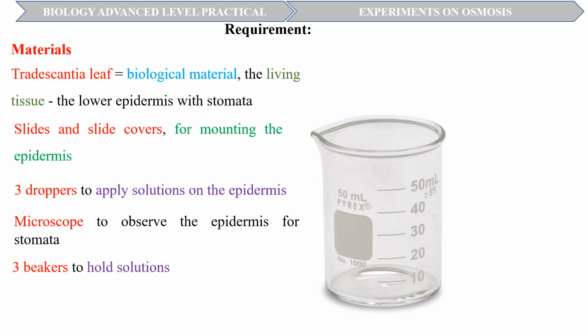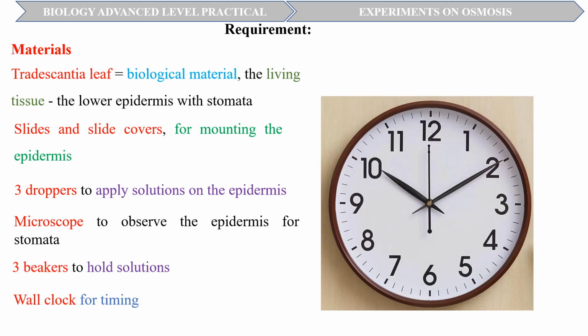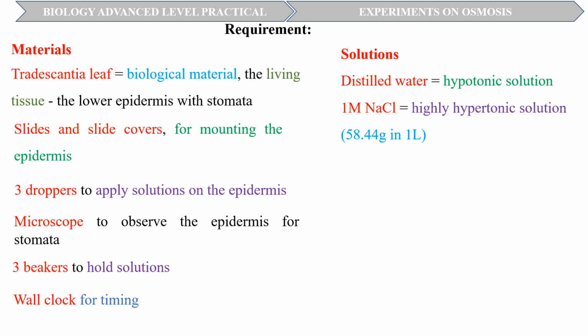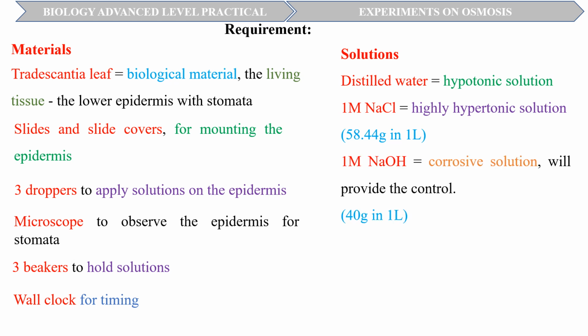Three beakers will be used to hold the various solutions, and a wall clock with a sweeping second hand for timing. We are going to use 3 different solutions. Distilled water will serve as the hypotonic solution. A 1 molar sodium chloride solution, made by dissolving the molar mass, 58.44 grams of the salt, in 1 liter of distilled water, will serve as a hypertonic solution. A 1 molar sodium hydroxide solution made by dissolving 40 grams of pellets in 1 liter of distilled water will serve as a corrosive solution, which will destroy the epidermis and provide the control.